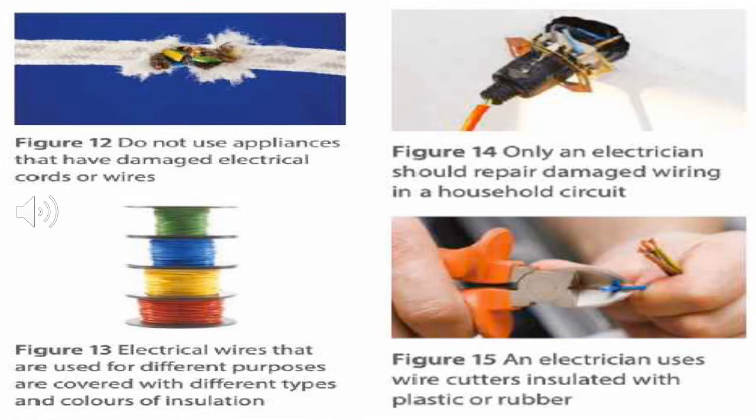If we look at figure 15, an electrician uses wire cutters insulated with plastic or rubber. Now I wonder, why do you think an electrician would use wire cutters that are insulated with plastic or rubber? Remember, if the wire cutters are made out of a metal, that part of it would be a conductor. So if the electrician is working on damaged copper wires, they could have an electrical shock, and that's why they need the rubber on the wire cutters.